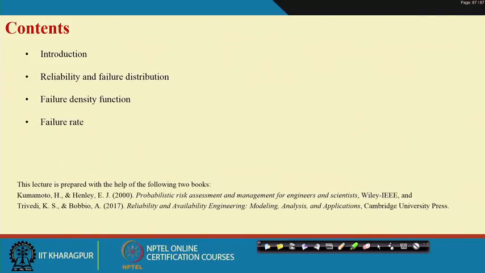So, the lecture we have prepared following two books, one is Kumamoto and Henley, Probabilistic Risk Assessment and Management for Engineers and Scientists, and Trivedi and Bobbio, Reliability and Availability Engineering: Modeling, Analysis and Application, Cambridge University Press.